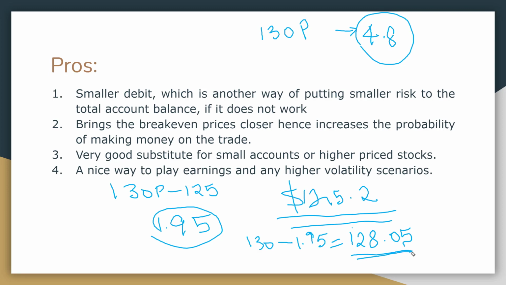So I need a smaller movement if I want to hold till expiration, whereas with the single put I need a bigger movement. So it brings the break-even prices closer and hence increases the probability of making money on the trade. It is a good substitute for smaller accounts or higher priced stocks.